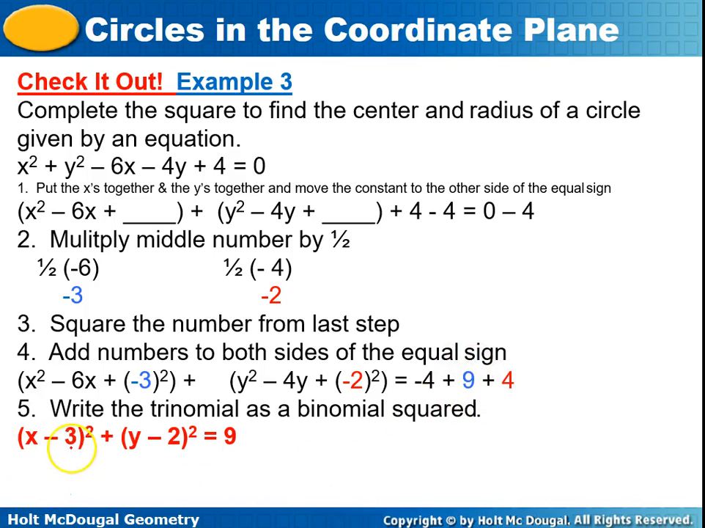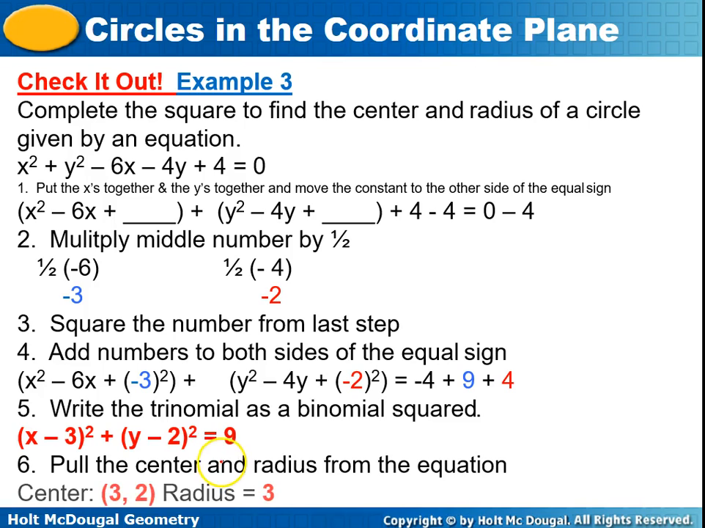So the center here again, this time we can pull them straight exactly the way they are because we got minus signs. So we know that the h in this formula is a 3. The k in this formula is a 2. So our center is going to be 3, 2. And we're going to take the square root of the 9 to get 3 for our radius. So our center is going to be 3, 2, and our radius is going to be 3.